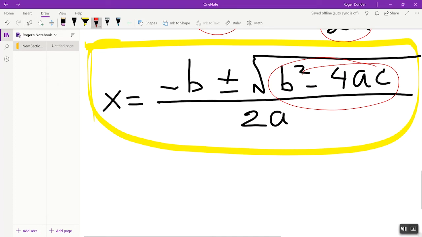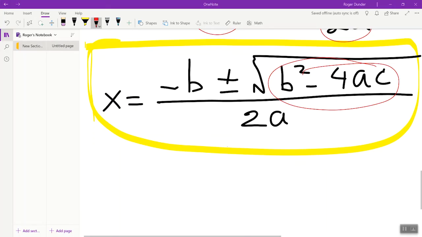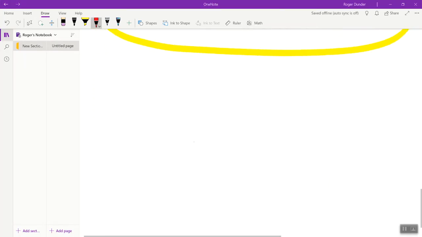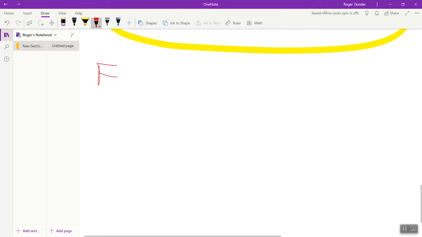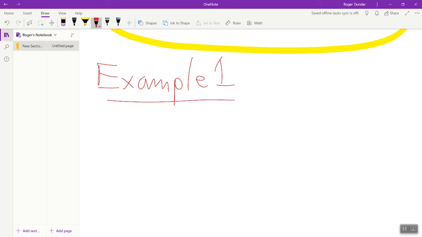So as we move forward now, what we're going to do is solve a few examples. Those examples will hopefully help you apply this formula and know how to use it well. So our first example will be a fairly straightforward one. Example number 1.